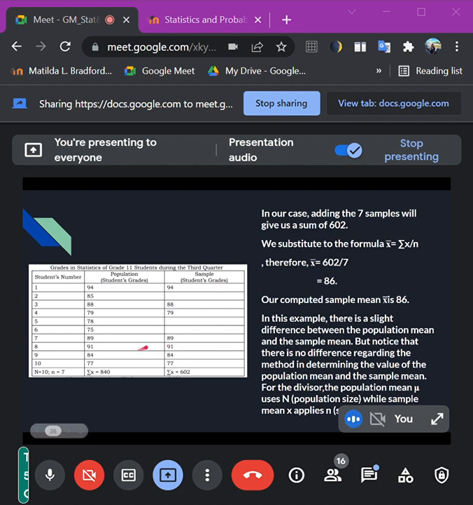Diba? There are changes. Kaya ang population mean natong ganina is 84. But this time, this is 86. So, our computed sample mean is 86. In this example, there is a slight difference between the population mean and the sample mean. But notice that there is no difference regarding the method in determining the value of population mean and the sample mean. So, the divisor changed, and then also the sample size.